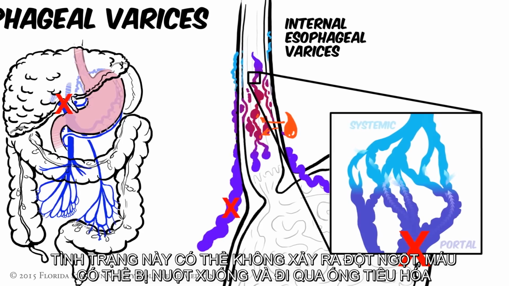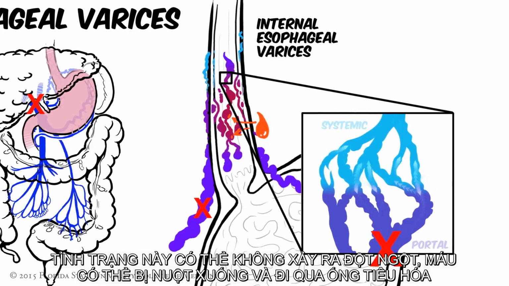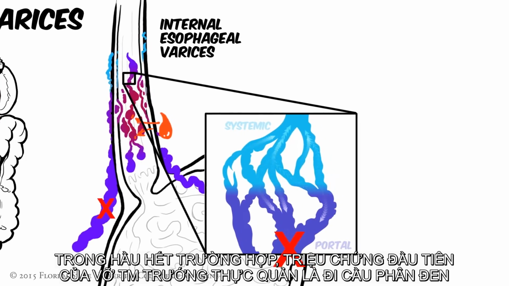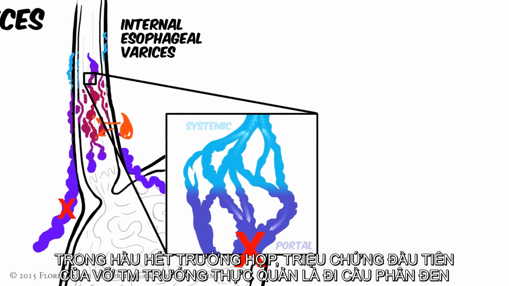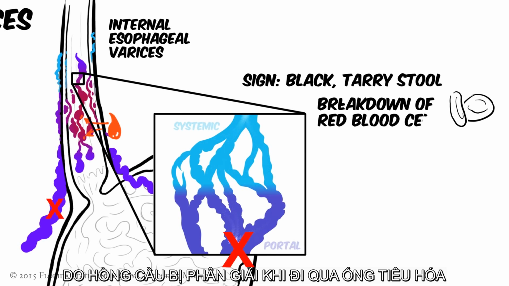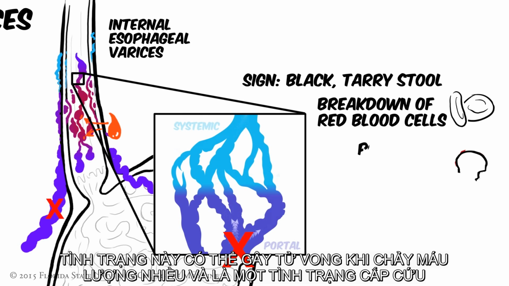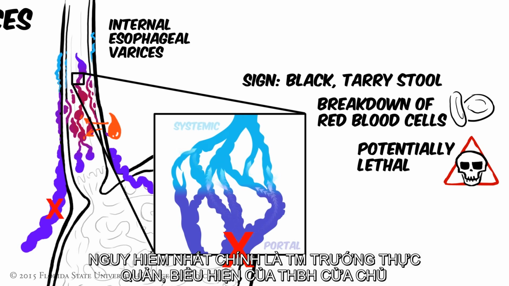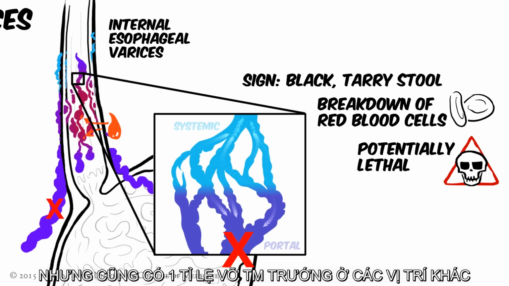This bleeding is often not immediately apparent, since the leaking blood is swallowed and passed through the GI system. In many cases, the first sign of bleeding esophageal varices is black and tarry stool caused by the breakdown of red blood cells in the GI tract. This is a potentially lethal condition often associated with massive acute hemorrhage and represents a medical emergency. Esophageal varices are the most dangerous result of pathological portosystemic anastomoses, but anastomoses also occur in other areas.